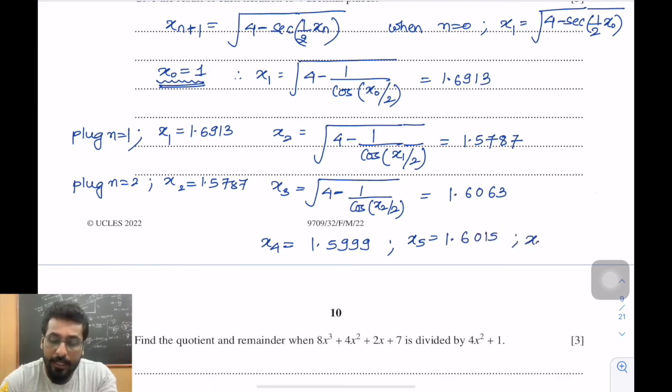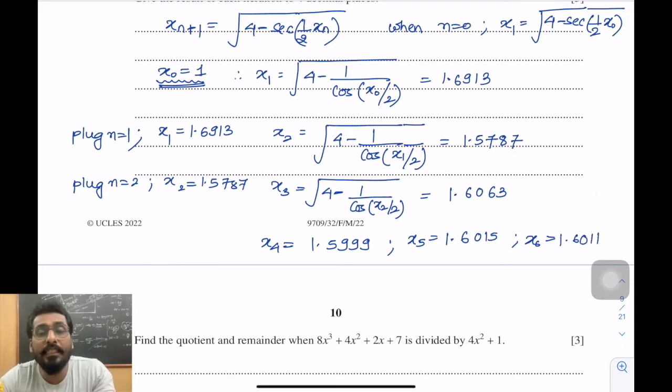1.6015. I'll again continue further for x6. So I'm going to again press the calc button every single time. Whenever you're going to enter the value of x, press the calc button and then enter the value of x. So 1.6015 is the next value.